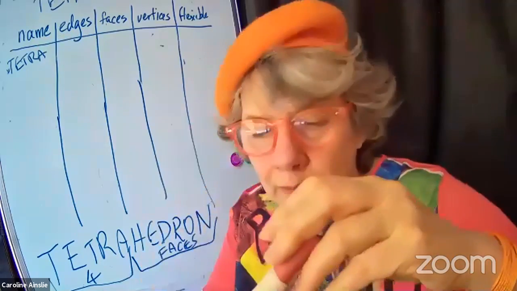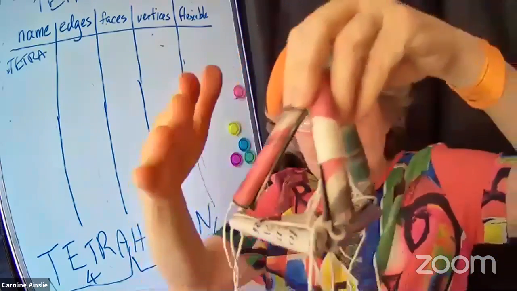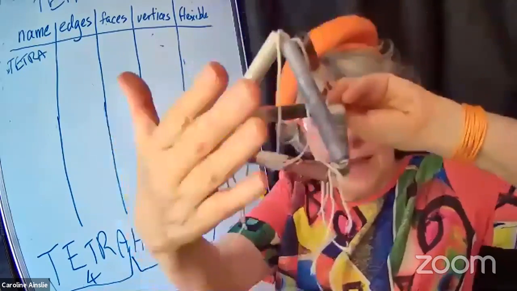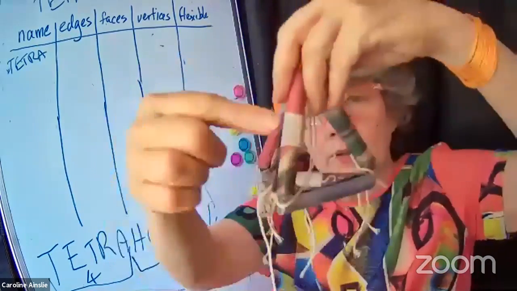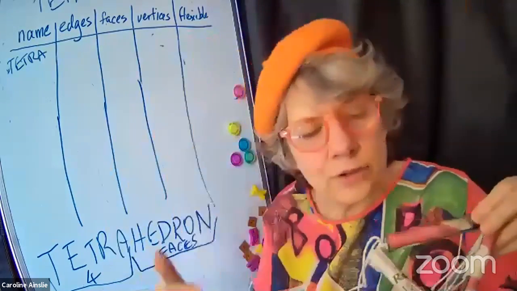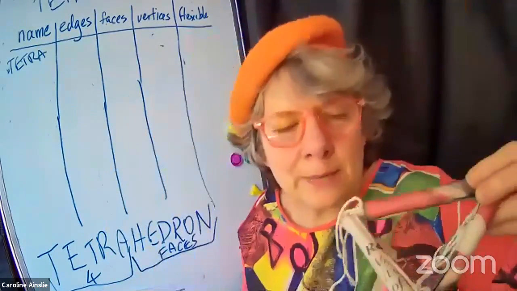Let's make sure. Let's see if it does have 4 faces. 1, 2, 3, and then underneath 4. It's got 1, 2, 3, 4 faces, tetrahedron, or triangular base pyramid.